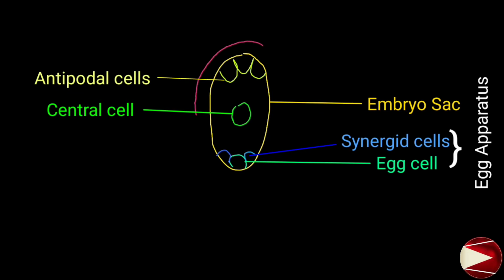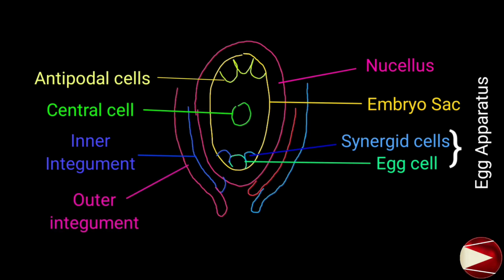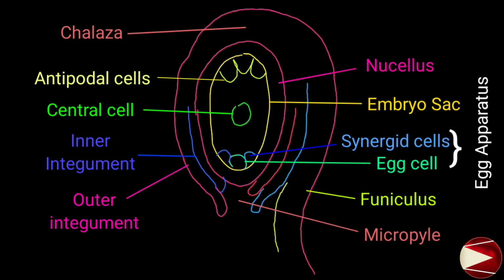Outside the embryo sac there is a region called nucellus, which is covering the whole embryo sac. Then outside the nucellus there is the inner integument, and outside the inner integument there is the outer integument. So there are two integuments, inner and outer. There is a region where both of these integuments are absent, and it is called micropyle. And the opposite end, where both integuments are present but fused with one another, is called chalaza, also called the chalazal end, where the antipodal cells are present within the embryo sac. And the region through which this whole megasporangium or ovule is connected to the ovary is called funicle.